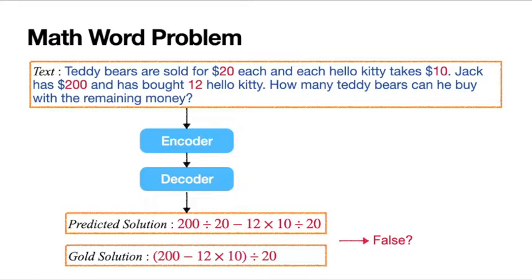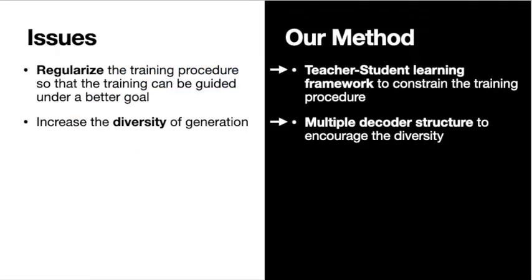In order to address the limitations of the previous training methods, we suggest to consider these two points. First, how to regularize the training procedure so that the training can be guided under a better goal. Second, how to increase the diversity of generation. So, we proposed a TSNMD method. The key modifications are these two items.